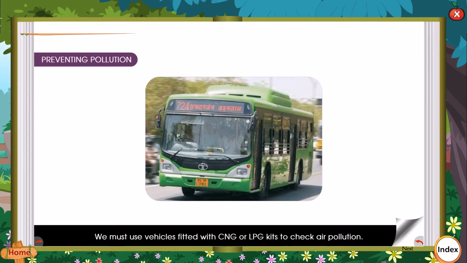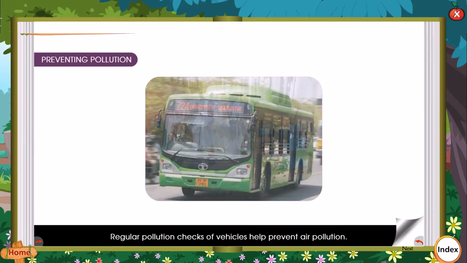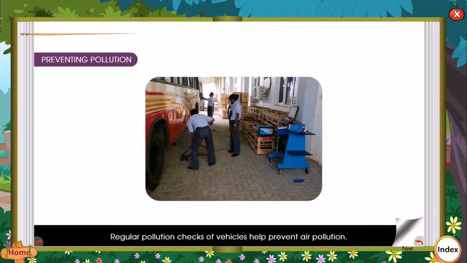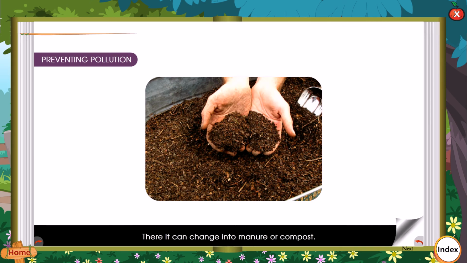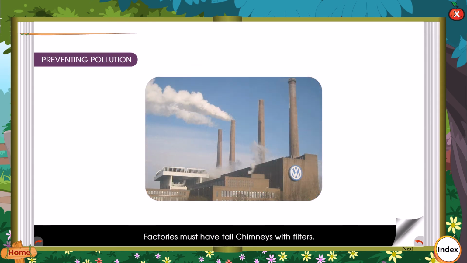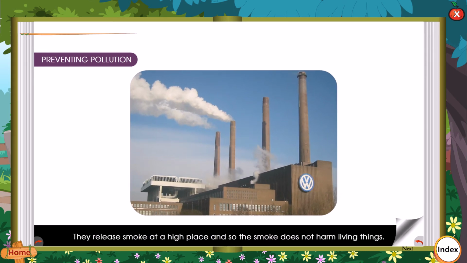We must use vehicles fitted with CNG or LPG kits to check air pollution. Regular pollution checks of vehicles help prevent air pollution. The authorities must dump the decomposable waste in pits. There it can change into manure or compost. Factories must have tall chimneys with filters. They release smoke at a high place, and so this smoke does not harm living things.